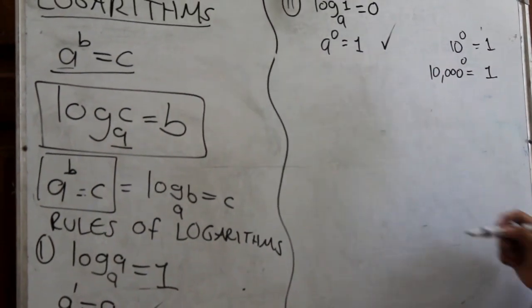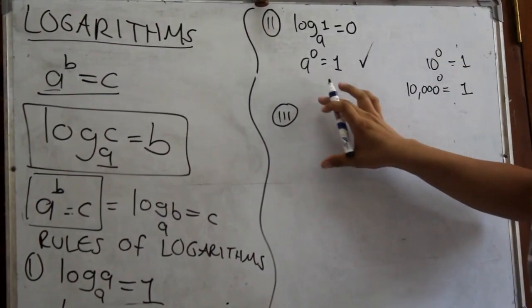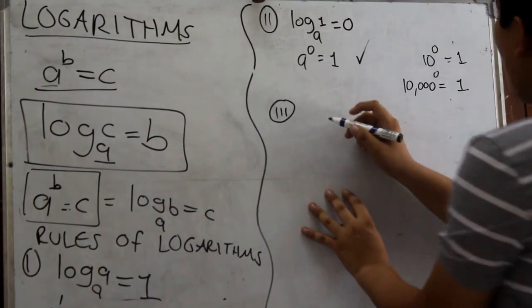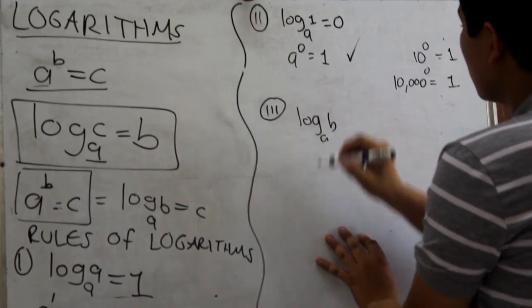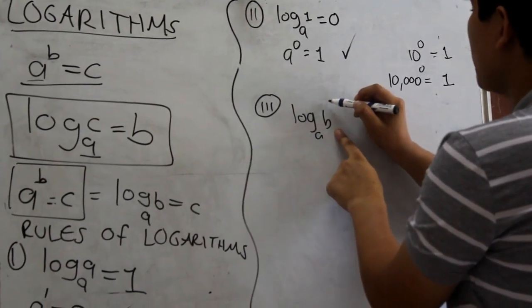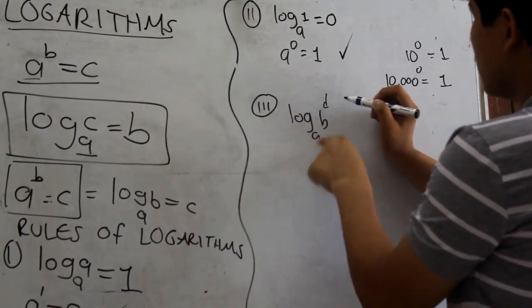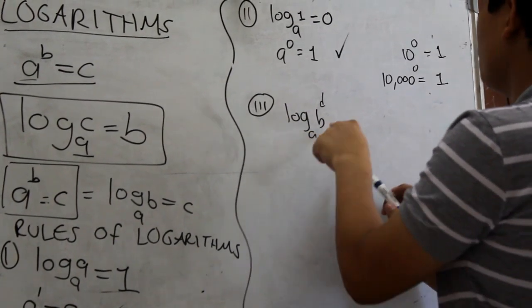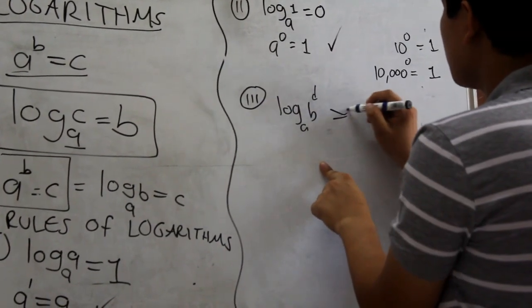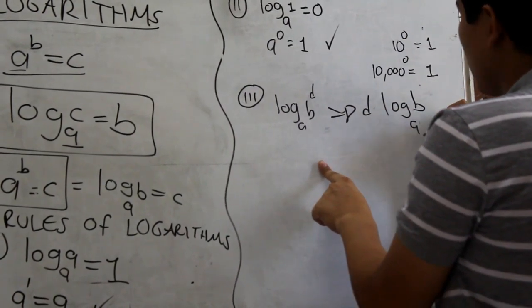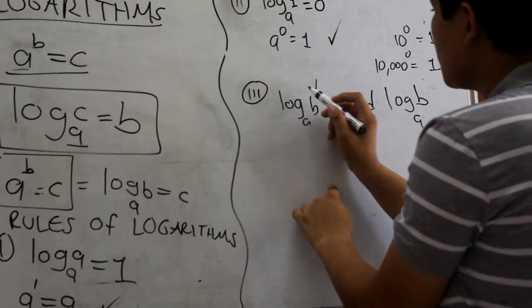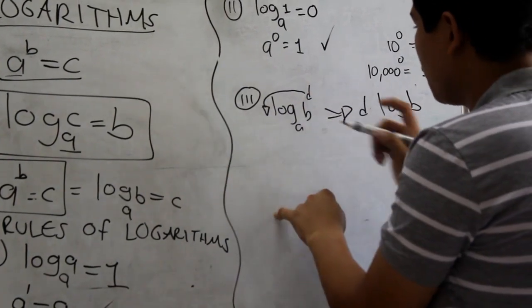Now guys, there is a third rule. Our third rule says that if I have logarithm base a of b, but this b is to the power d, logarithm base a of b power d, this is the same as saying d times logarithm of b base a. As you can see here, this one came down here.